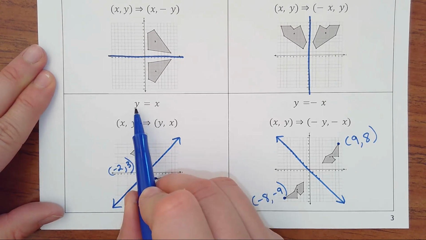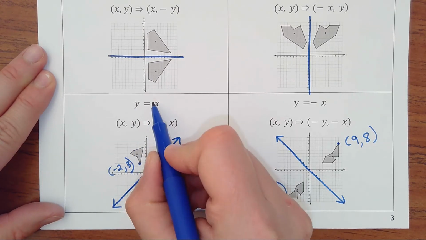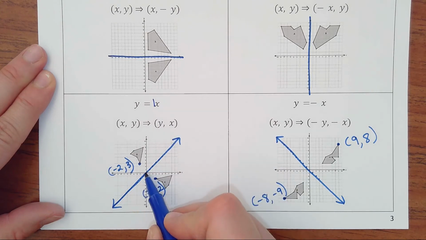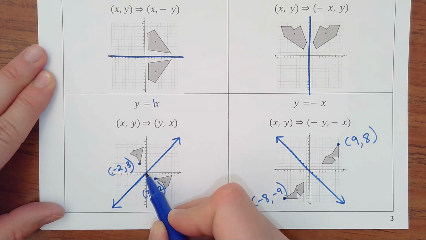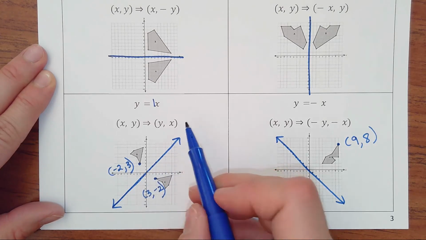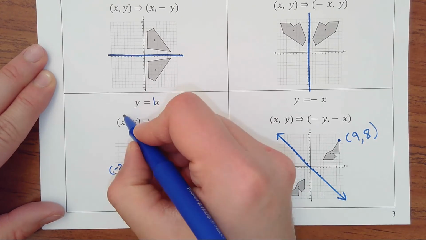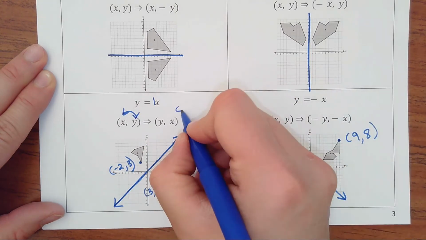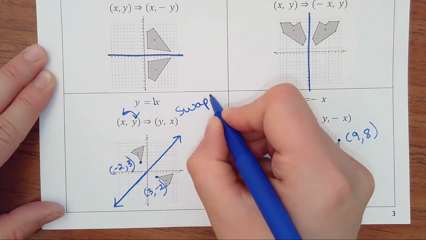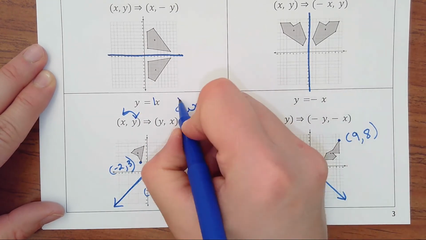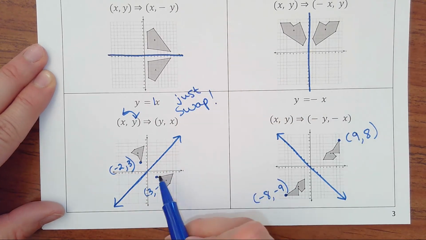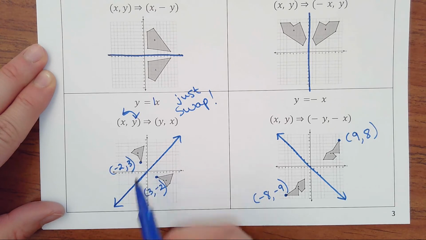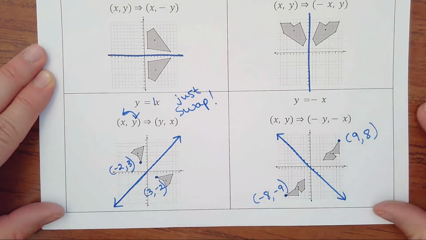So if we're reflecting over the line y equals x, that's y equals 1x plus 0, goes through the origin, and it goes up 1, right 1, so it makes this perfect diagonal line here. And what happens is you just swap, but you don't negate anything. That's all you do is just swap. So this point here was (3, -2). Now it becomes (-2, 3) when it's reflected.